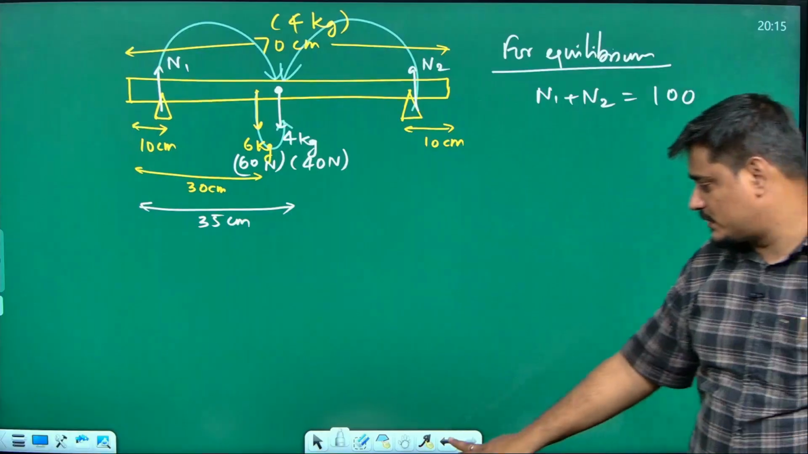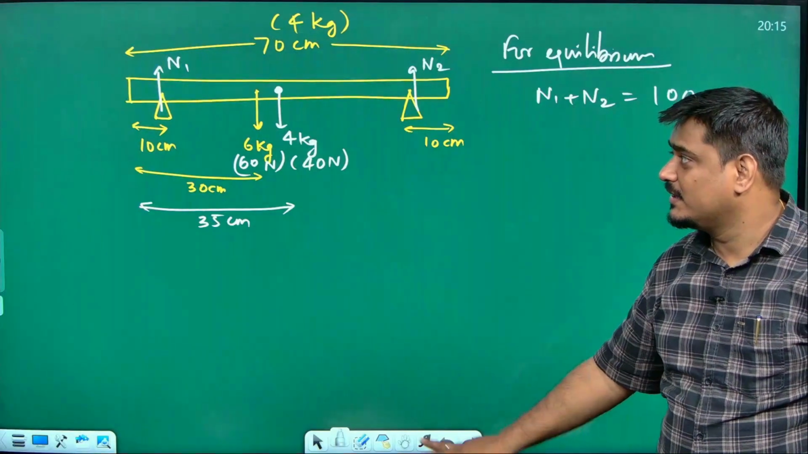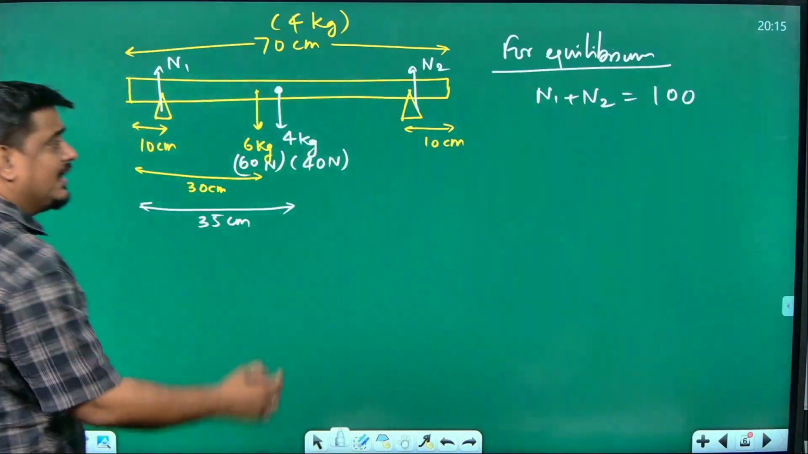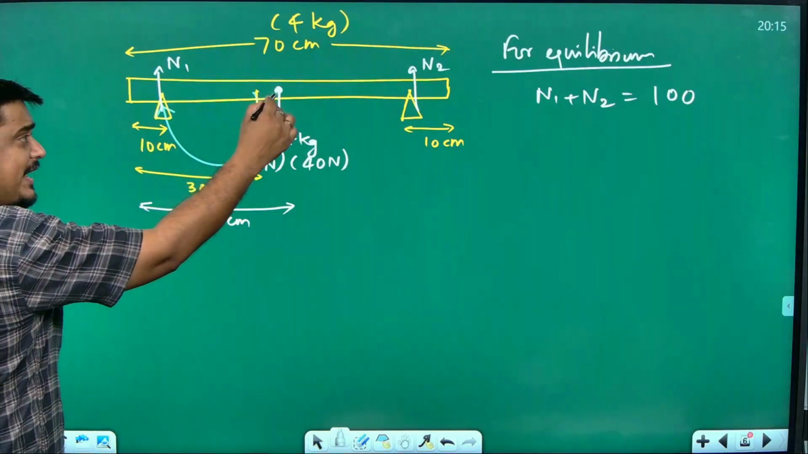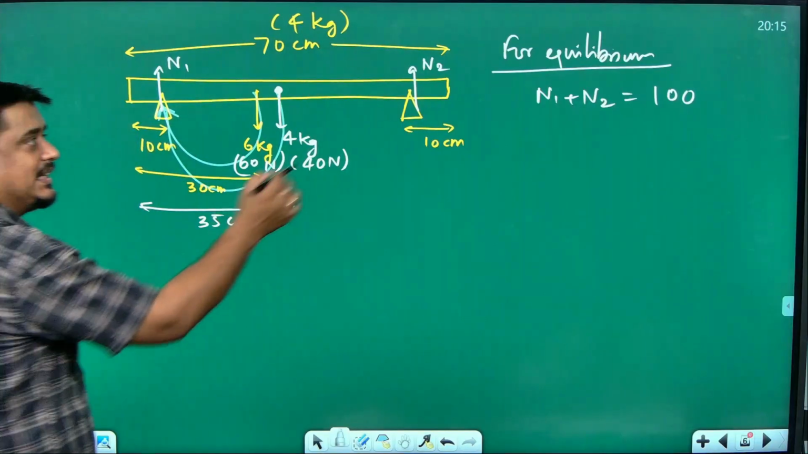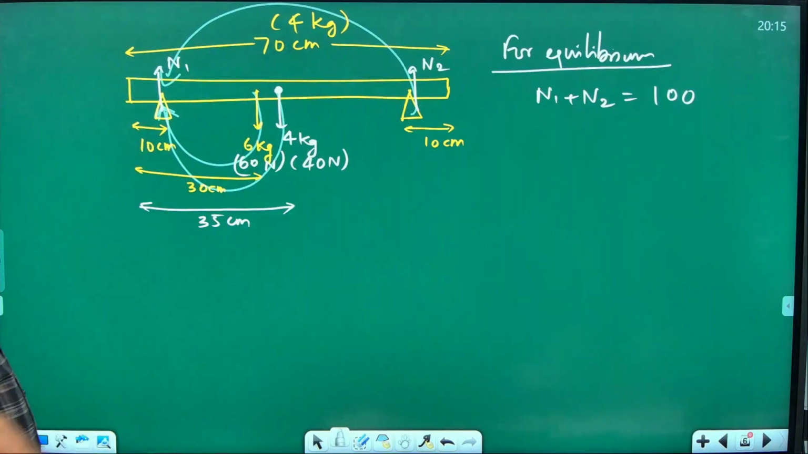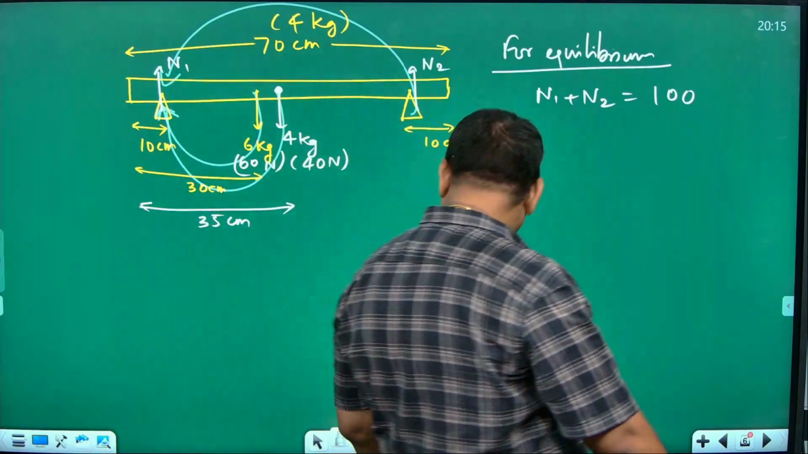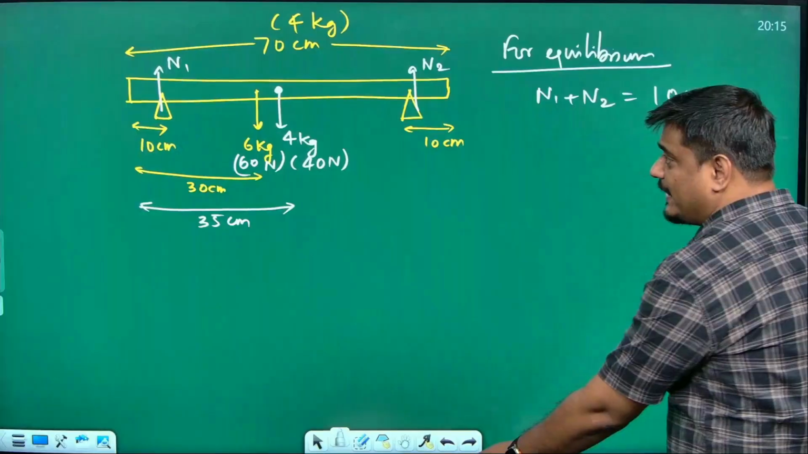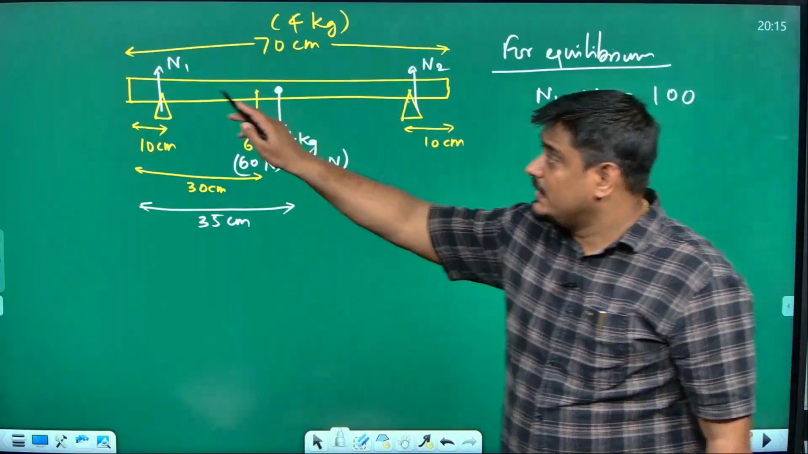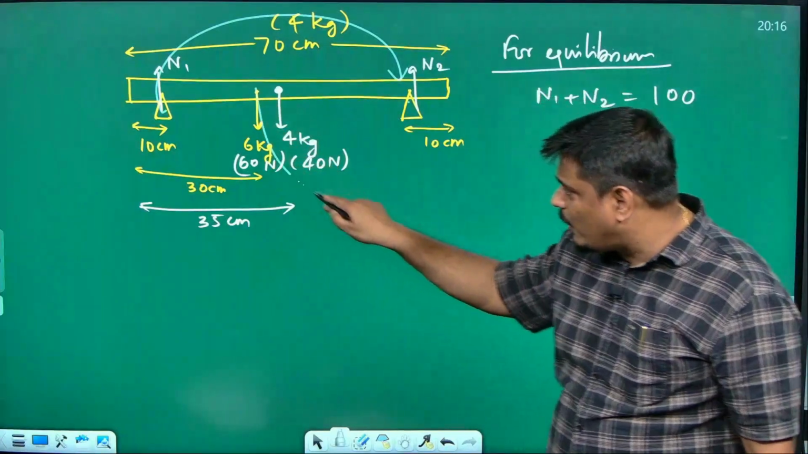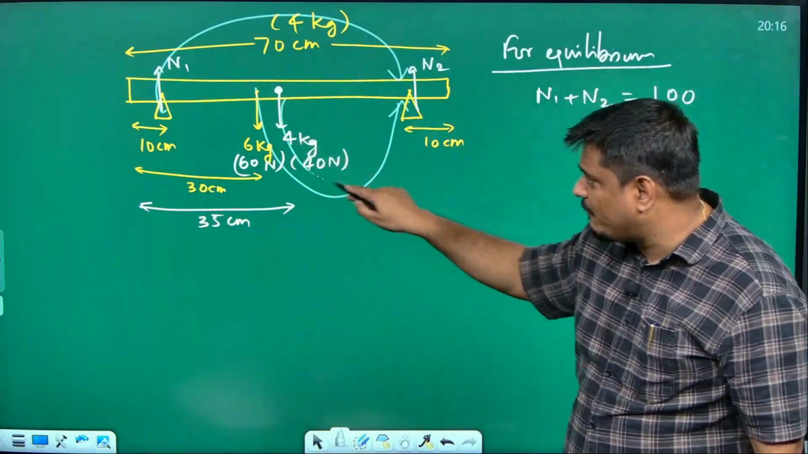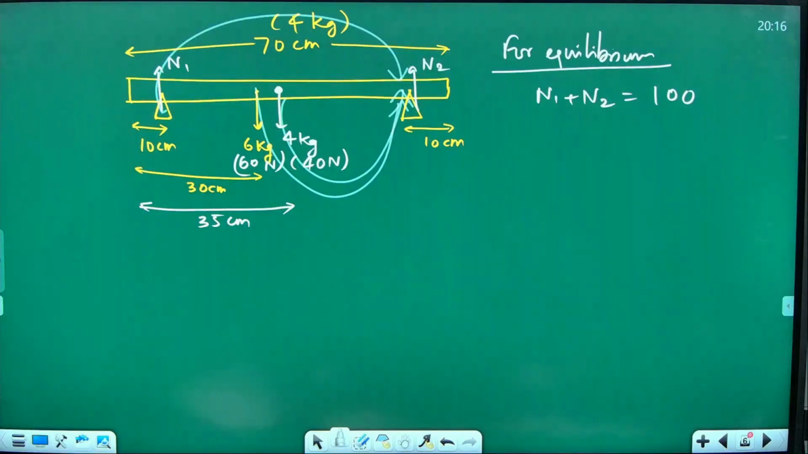If some student says, no sir, I will take this point, N1, you can take, no problem. This 6 kg will produce a clockwise moment. This 4 kg will produce a clockwise moment. N2 will produce an anti-clockwise moment. I'll give one more example. If somebody says, no sir, I will take here, take. This N1 will produce what moment? Clockwise moment. 6 will produce how much moment? Anti-clockwise. 4 will produce what kind of moment? Anti-clockwise. If you are understanding this, it is done.